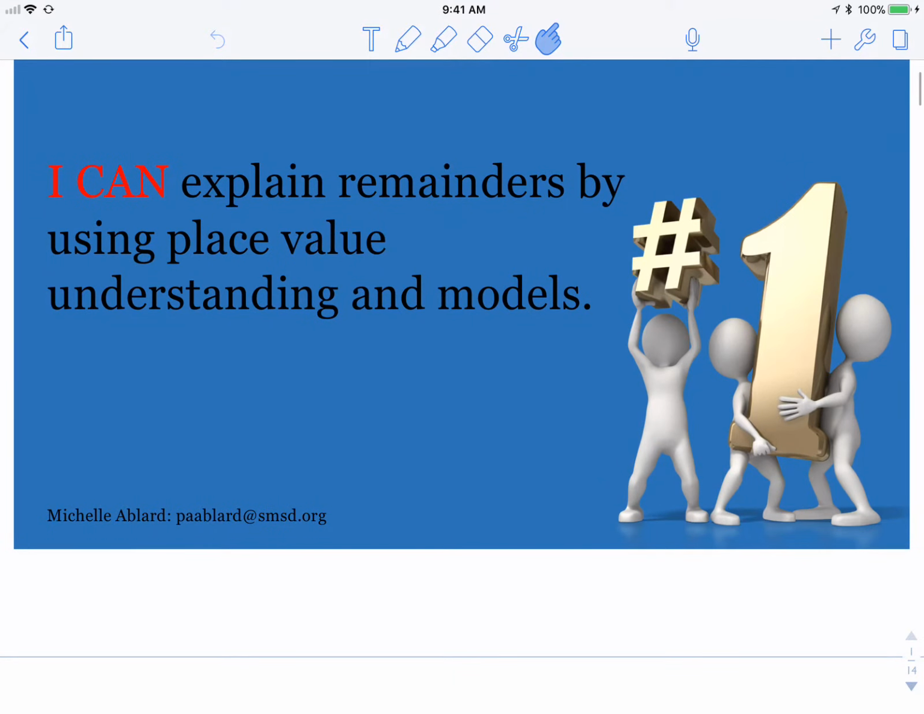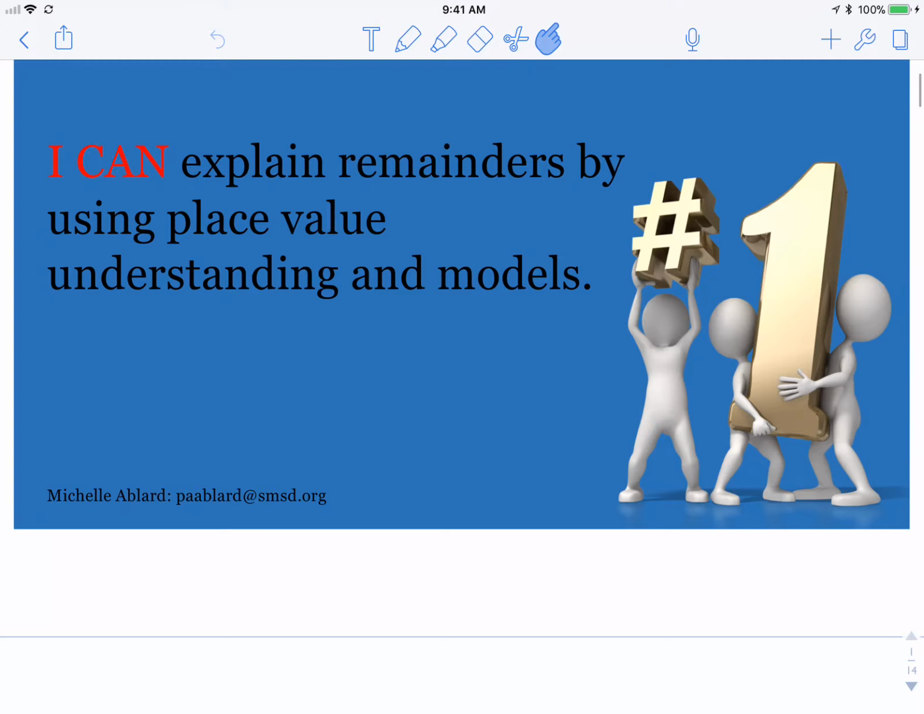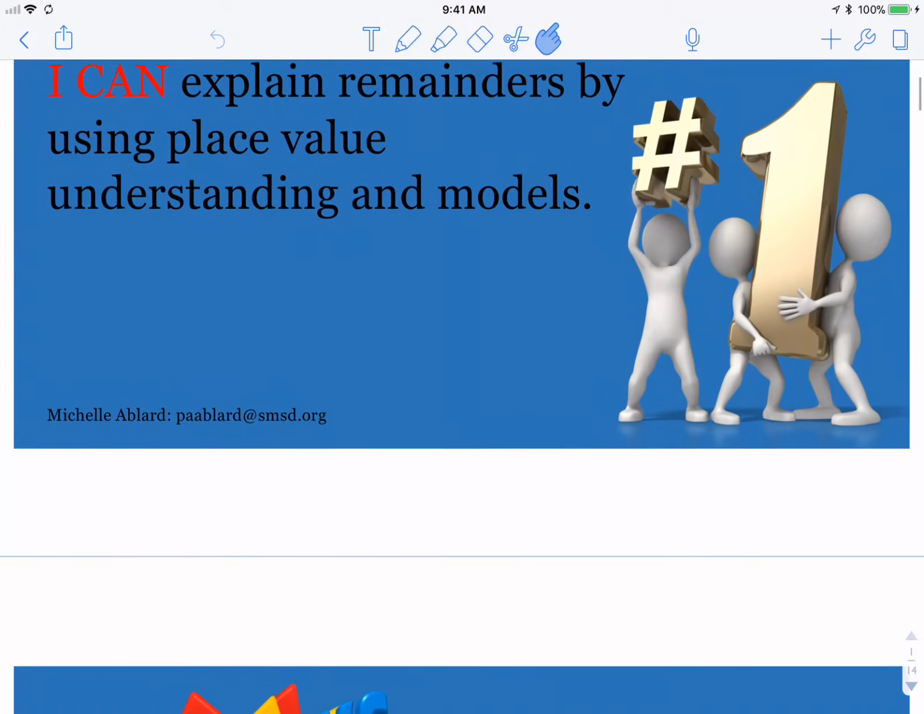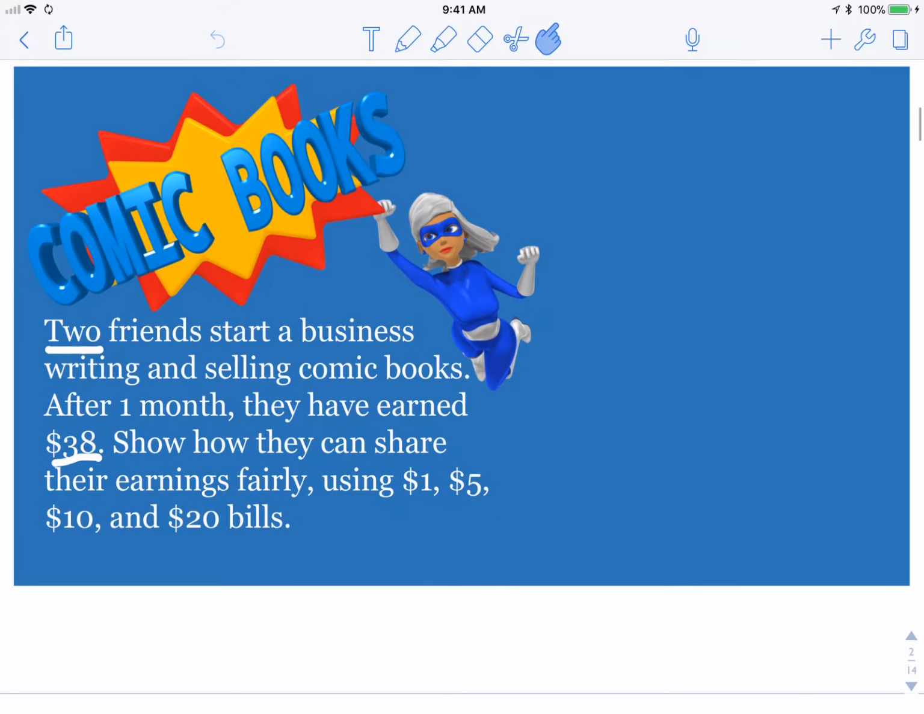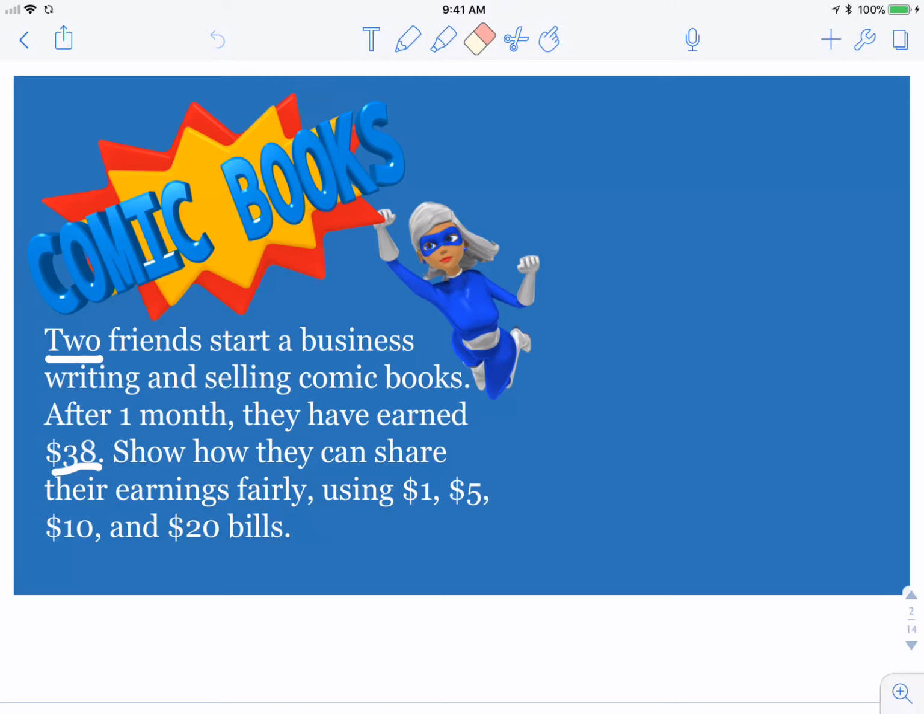I can explain remainders by using place value, understanding, and models. Okay, two friends start a business, writing and selling comic books. After 1 month, they have earned $38. Show how they can share their earnings fairly using $1, $5, $10, and $20 bills.